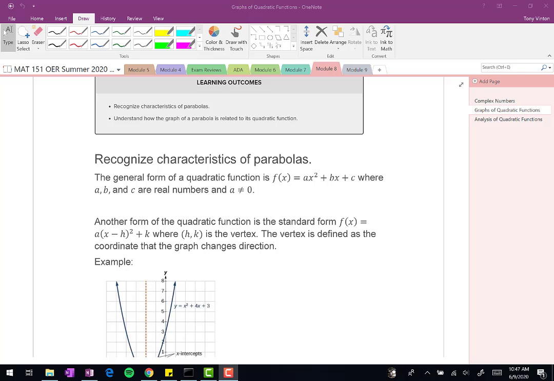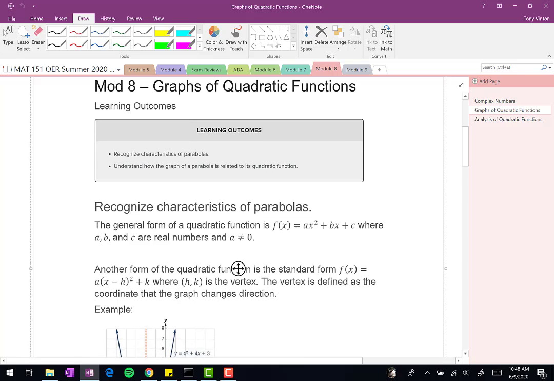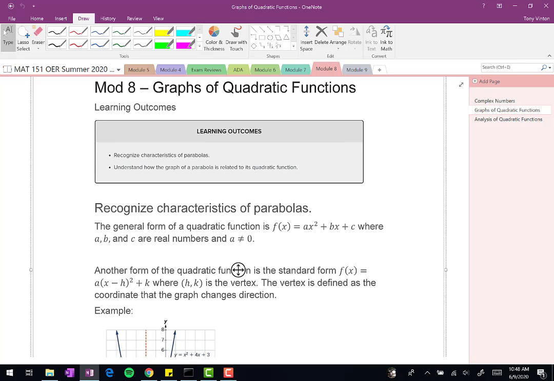Okay, so next in module 8, sorry, is graphs of quadratic functions. Where we're going to start looking now is graphing, and we have done that a little bit, but we're going to do a little bit more using different tools.